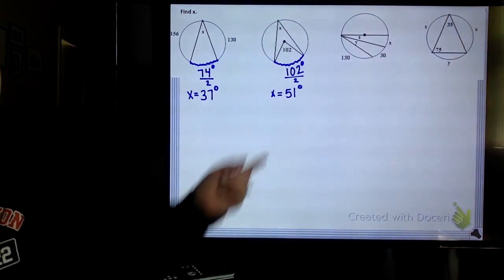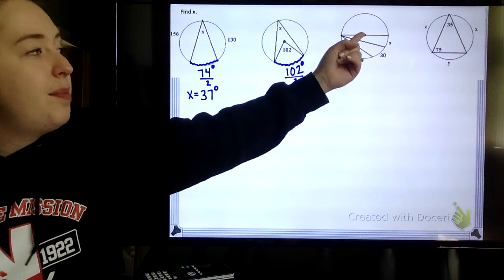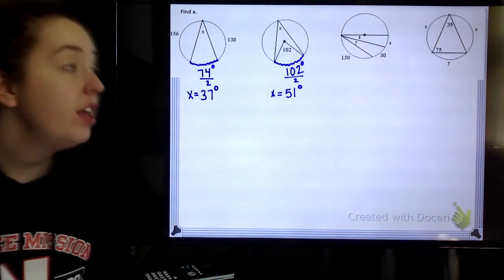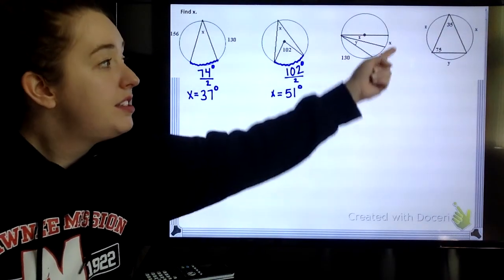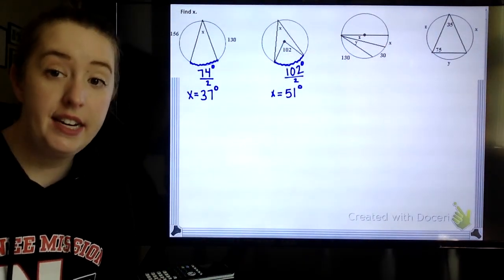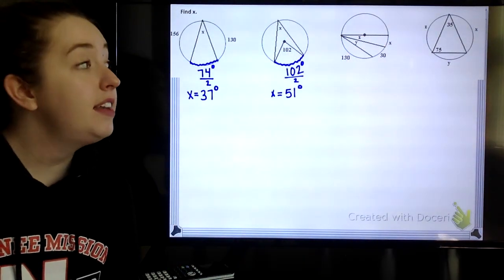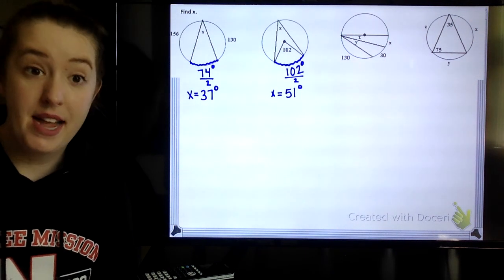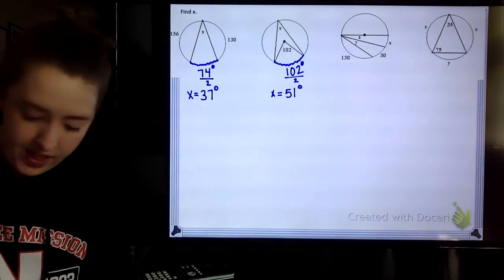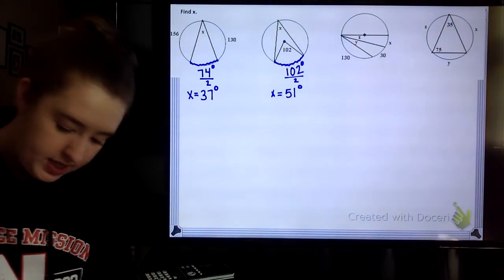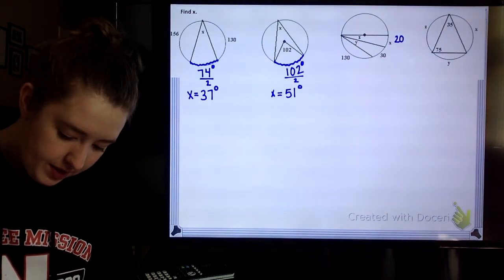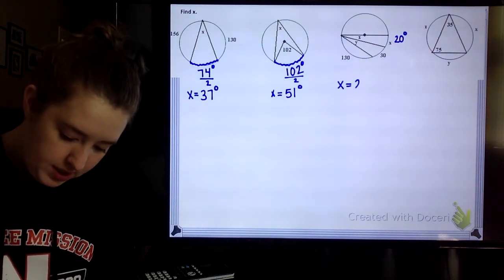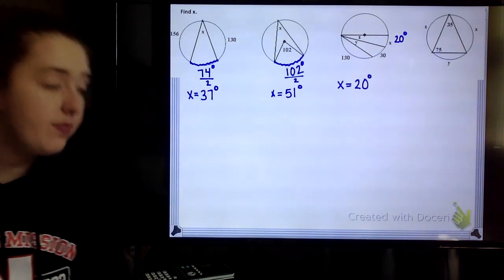Okay, so we can see that this line right here passes through the center. So that means that it's a diameter. So that means that from here to here is 180 degrees. So to find x, I'm going to take 180 minus 130 minus 30. So that leaves me with x being 20 right here. So down here I'm going to put x equals 20 degrees.